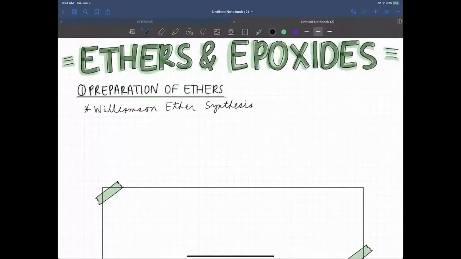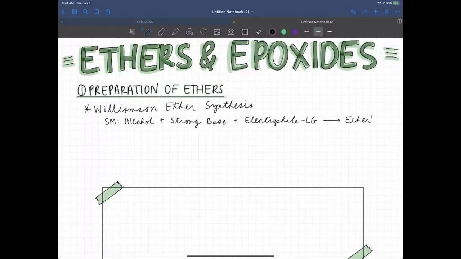Essentially, why I put ethers with alcohols is because making an ether is a form of an alcohol reaction, right? And what you always would see is that when we talk about the Williamson ether synthesis, we have a starting material that's always an alcohol, okay, with a strong base. And of course, you need an electrophile with a good leaving group, right? Combine all of that together, you are going to get an ether, okay? So let's look at some examples.